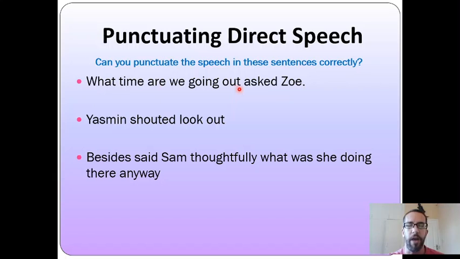"What time are we going out?" asked Zoe. All right, so if we remember back to our rules, the first thing we need to do is put inverted commas or speech marks around the part that is being said. So, what time are we going out? If you read that sentence, you'll know that what time are we going out is what is being said. So that's going to get our inverted commas or speech marks. We should then also remember that after what is being said is finished, we need to put a comma because this sentence is not finished yet. It still carries on with asked Zoe.